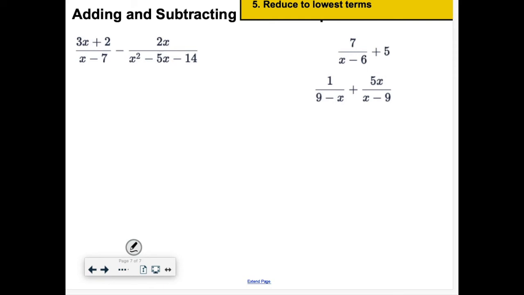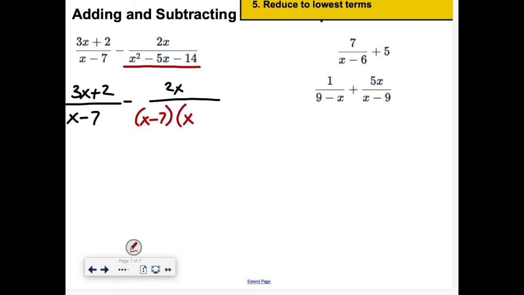I can't factor out the denominator of this first one, so that's just going to stay as is, and that's okay. So I'm going to have 3x plus 2 over x minus 7. I can most definitely factor this one out, and that's going to be very, very helpful. That's going to be, let me just fill the rest in here. Factored by factors and sums, I want numbers that are going to multiply up to negative 14 and add to negative 5. Well, that's going to be x minus 7 and x plus 2.